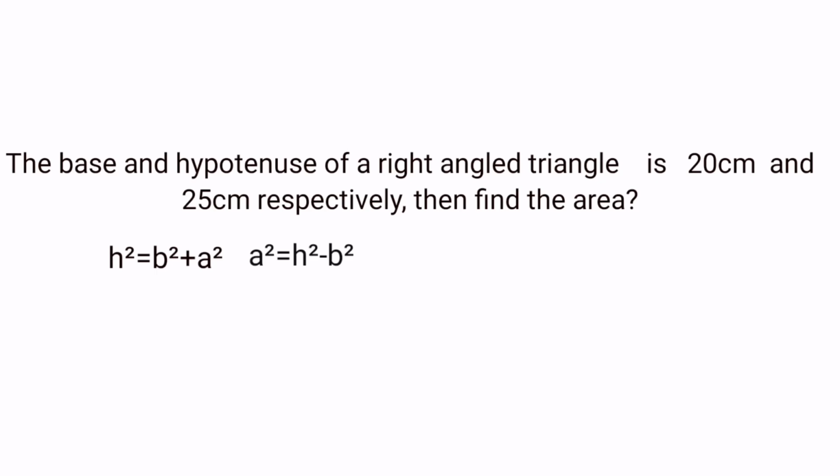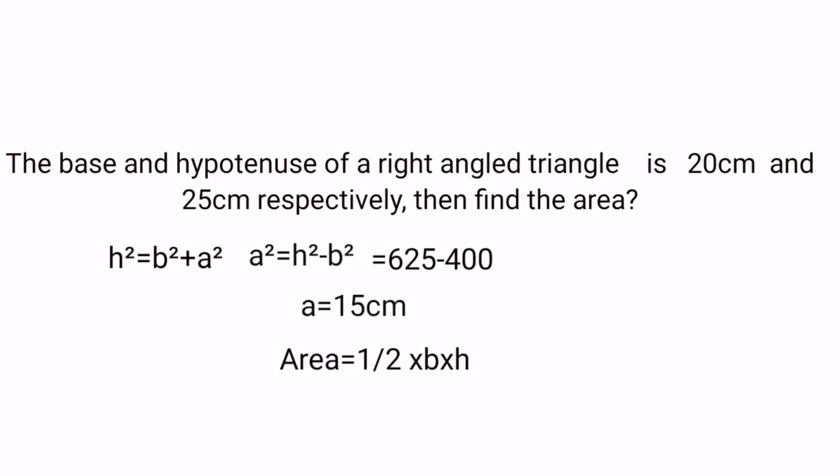Now you can calculate the area. Area is equal to half into base into height. That is half into, here the base is 20 centimeter and height is 15. So half into 20 into 15. 2 and 20 can be cancelled, 10 times 15, you will get it as 150 centimeter square.